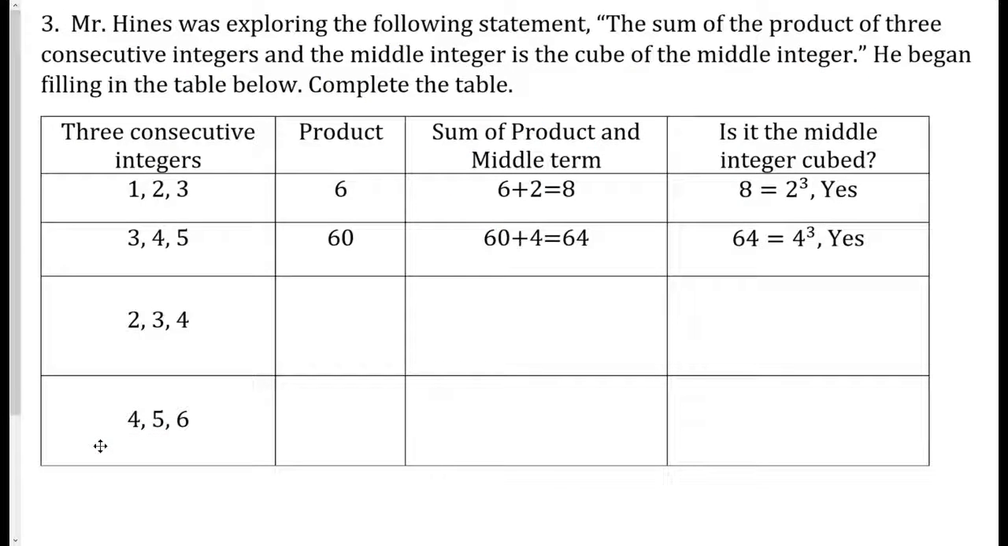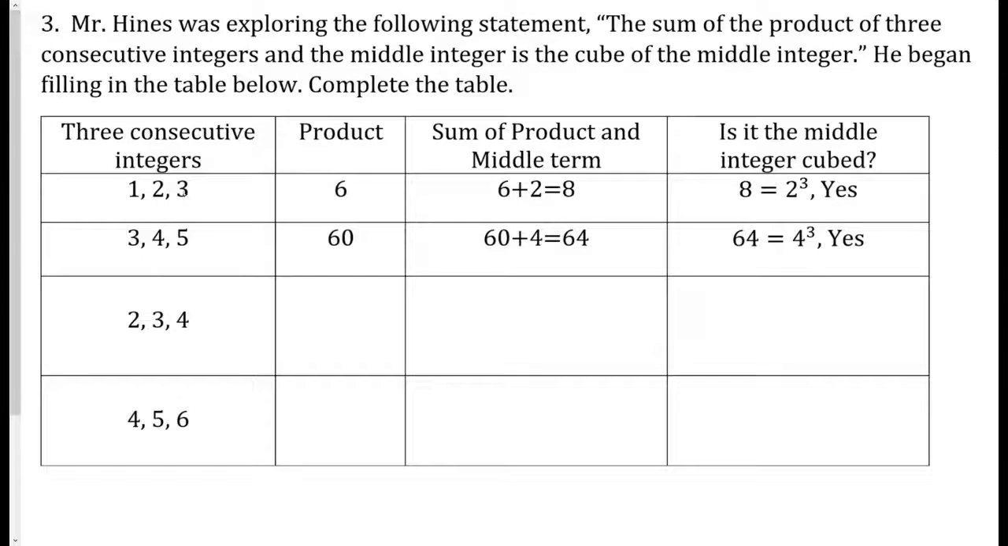Number 3, Mr. Hines was exploring the following statement. The sum of the product of 3 consecutive integers and the middle integer is the cube of the middle integer. He began filling in the table below. Complete the table. Okay, so let's read through this statement again. The sum of, so I'm adding 2 things together here. The product of 3 consecutive integers and the middle integer. So if I take the product of 3 consecutive integers and the middle integer, the sum of those 2, do I get the cube of the middle integer?